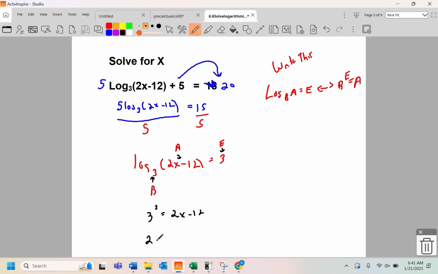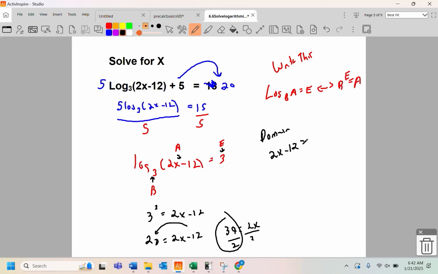3 cubed is 27. We're going to add 12. 39 is twice x. We're going to divide by 2. 39 halves. Now, does 39 halves work? So check your domain.